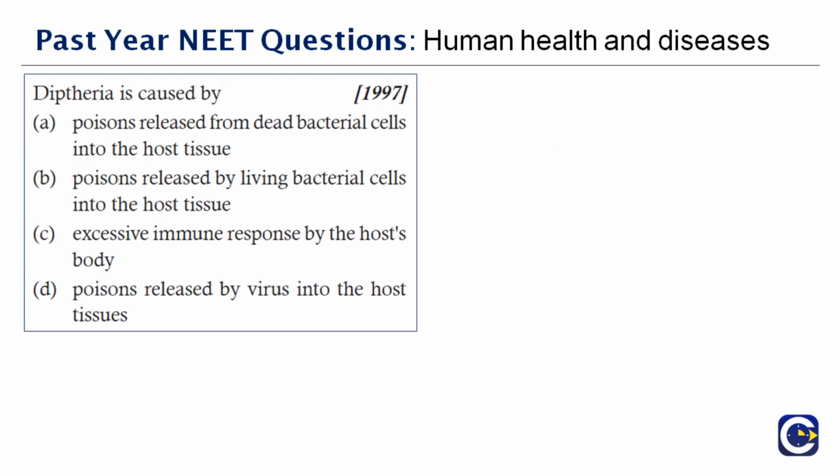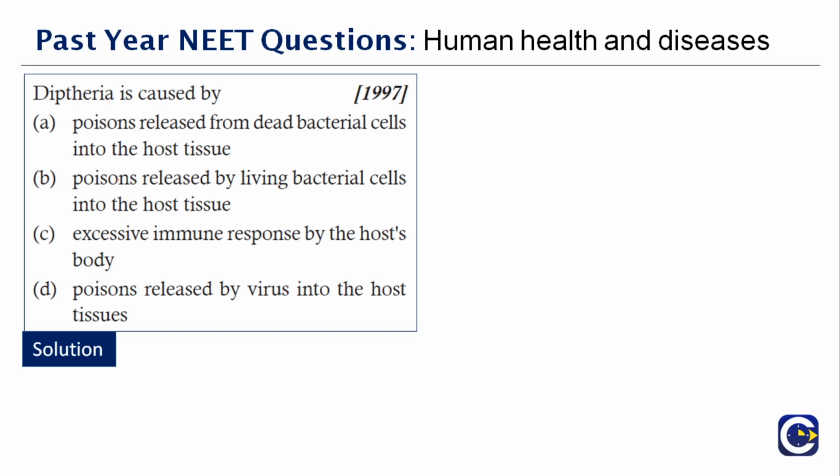Okay, next question here. Diphtheria is caused by dash. So diphtheria is a highly infectious disease caused by Corynebacterium diphtheriae, which liberates soluble toxin. The toxin affects the nerves and causes double vision, difficulty in swallowing, and paralysis of breathing muscles and limbs. So it's actually a bacterial disease. Okay, Corynebacterium is a bacterial disease. It's a gram-negative bacteria. Of course, it's a rod-shaped bacteria.